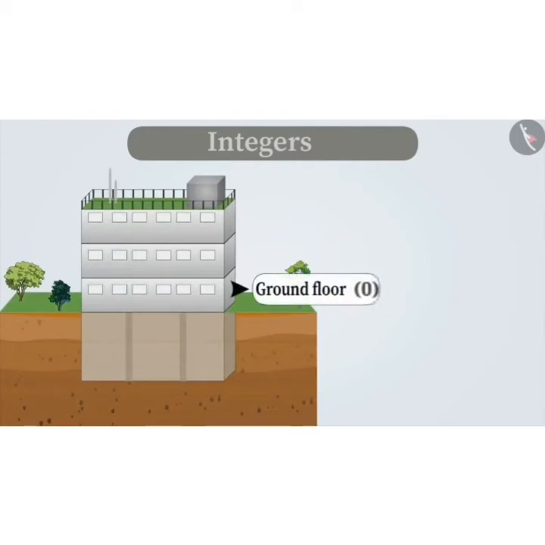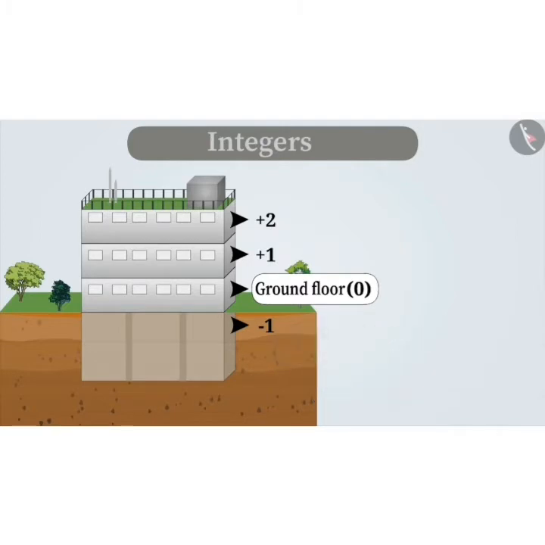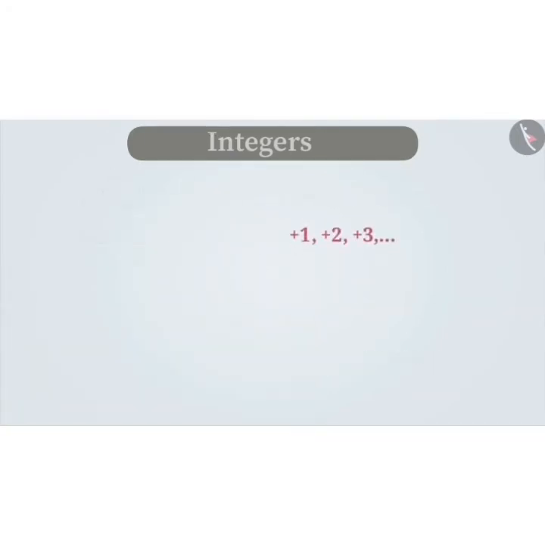Similarly, in a building, the floors above the ground are shown by a positive sign, whereas the floors below the ground, like the basement, are shown by a negative sign. Numbers which have a positive sign before them are called positive numbers, and those which have a negative sign before them are called negative numbers. A collection of positive numbers, negative numbers, and 0 together is known as integers.